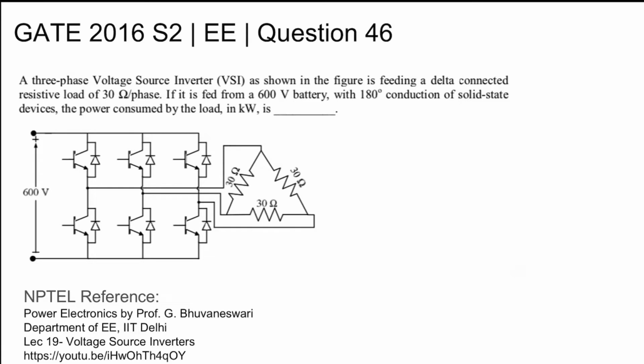This is GATE 2016 set 2 electrical question number 46. A 3-phase voltage source inverter as shown in the figure is feeding a delta connected resistive load of 30 ohm per phase. It is fed from a 600 volt battery, the DC link voltage, with 180 degree conduction of solid state devices.